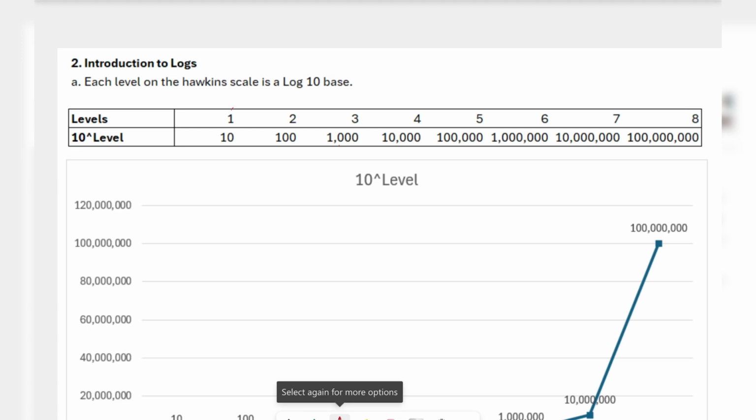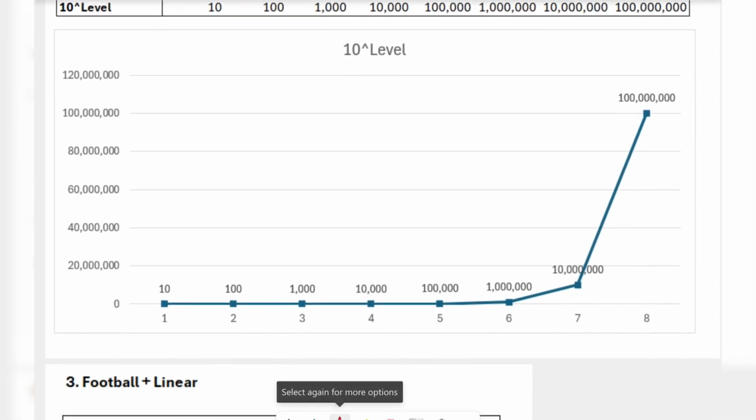The difference between level 1 and level 2 is not adding 1 point. The difference between level 1 and level 2 is adding a 0 on the end of the level. And the same thing for each level: you add a 0, you add a 0, you add a 0, you add a 0. So this is multiplying and growing at rates that are much quicker and much more difficult the higher you go.